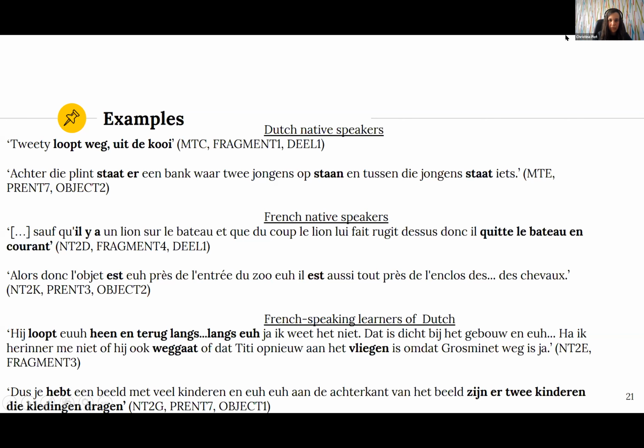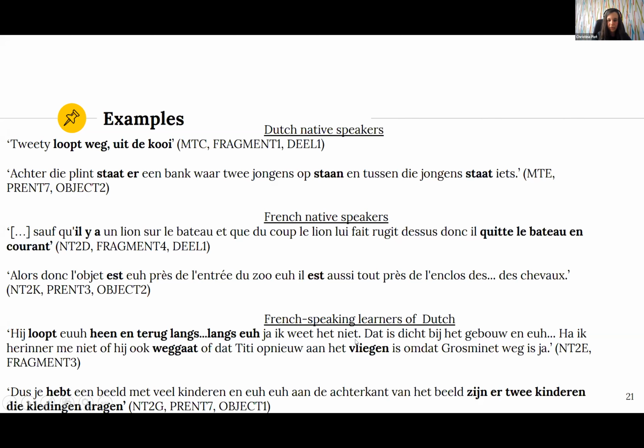And then we have the data from the French-speaking learners of Dutch. Hij loopt. So here we have manner in the verb loopt. So, heen en terug. That means he walks back and forth. So walk, we have the manner, and then back and forth, we have the path in a satellite.